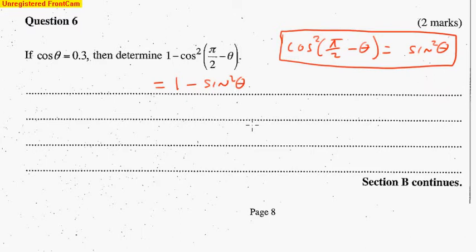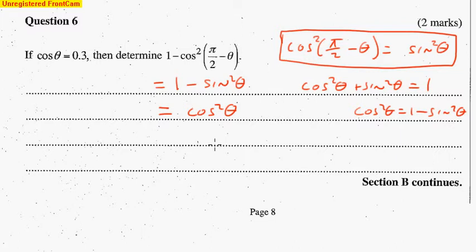Okay, the second thing you have to remember, and I think this is on the formula sheet, is that cos squared theta plus sine squared theta is equal to 1. If you subtract sine squared theta away from both sides, you get that cos squared theta is equal to 1 minus sine squared theta. And that is exactly what we've got here, 1 minus sine squared theta. So this is the same as cos squared theta. And then having got that, well, we know what cos theta is.